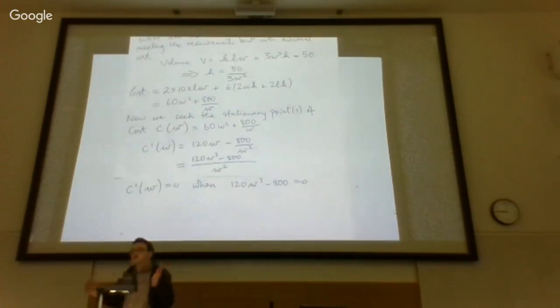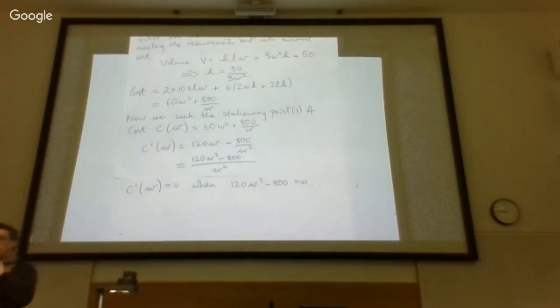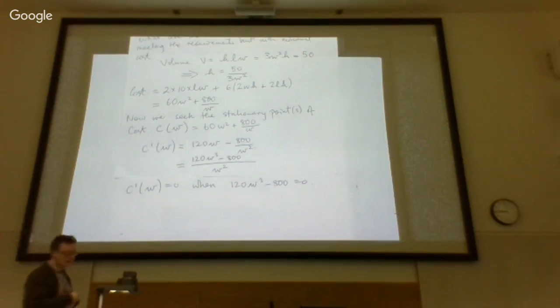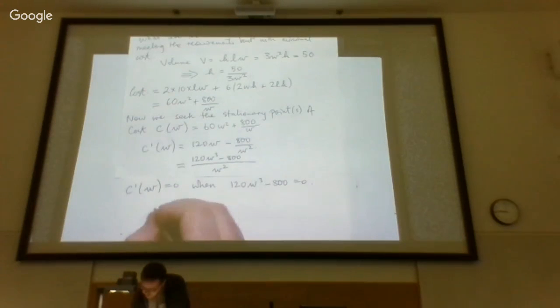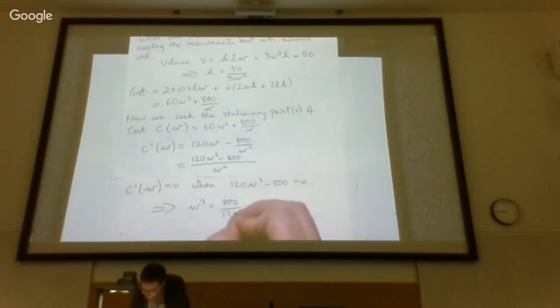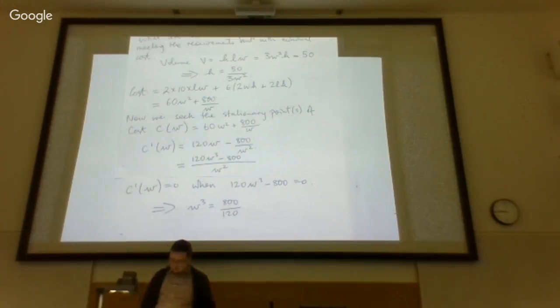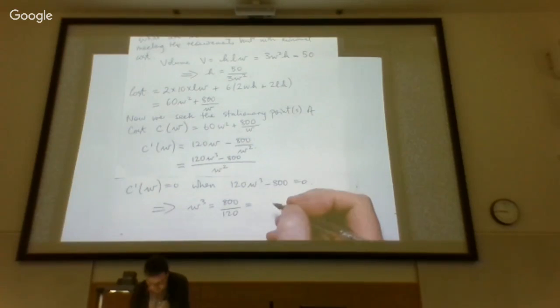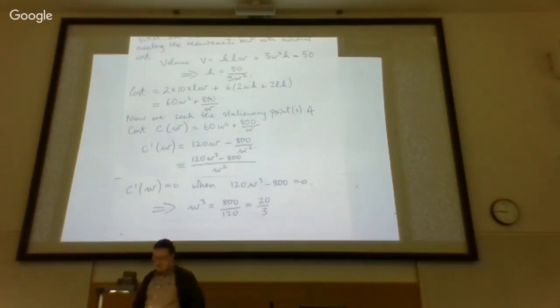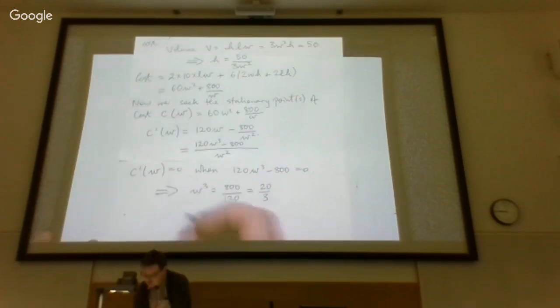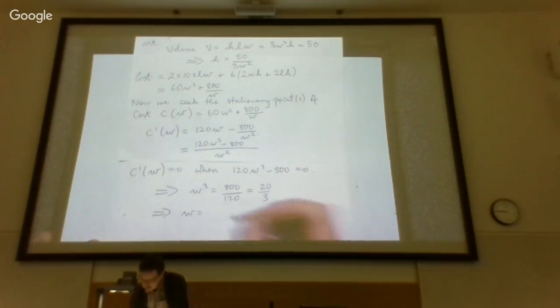So when is a fraction equal to 0? A fraction is equal to 0 when the numerator, the top of the fraction, is equal to 0. So this implies that w cubed is 800 over 120, and we'll cancel a 40 out of both of those, I think. That'll be 20 over 3. So in fact, there's only one stationary point. Our one stationary point is the cube root of 20 over 3.